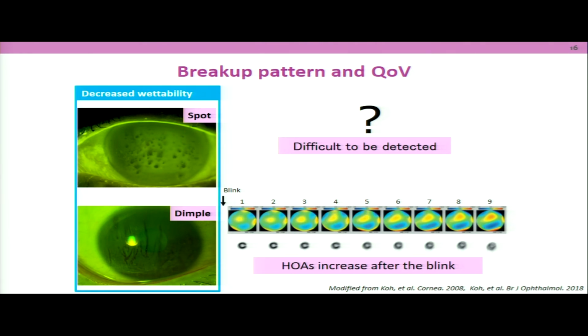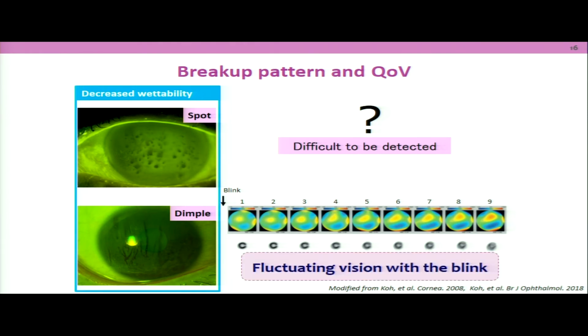right after the blink, the corneal surface is covered by tear film, and you can see nice images at the beginning. But with time, tear film stability decreases, so the higher-order aberration increases after the blink. It can explain fluctuating vision with the blink.